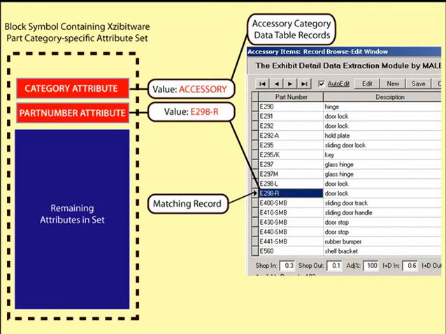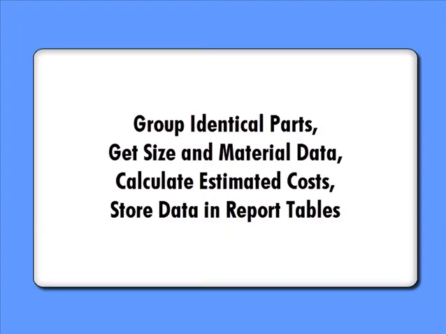If it finds a record match, it grabs the record's contents so it can be reported later along with symbol part attribute values. Besides gathering information, Xzibitware also groups identical parts together, looks at size and material information for items like panels, some accessories, and other items, and estimates cost for all the parts found in a drawing. This processed data can be seen in a multitude of reports provided by Xzibitware.